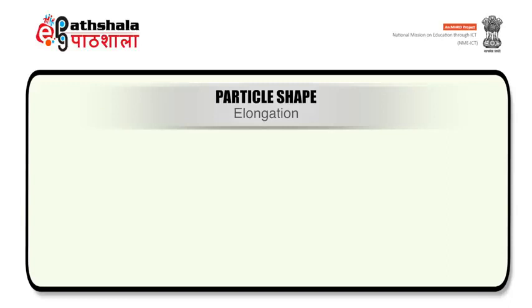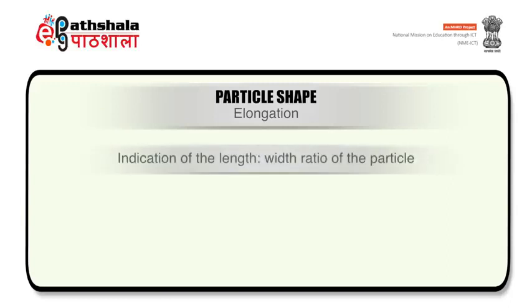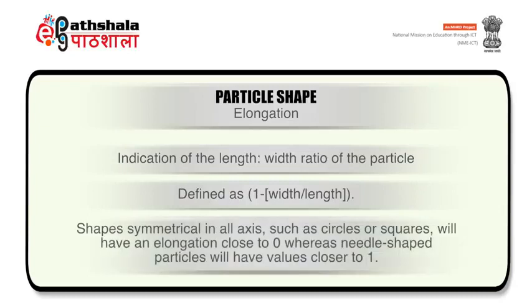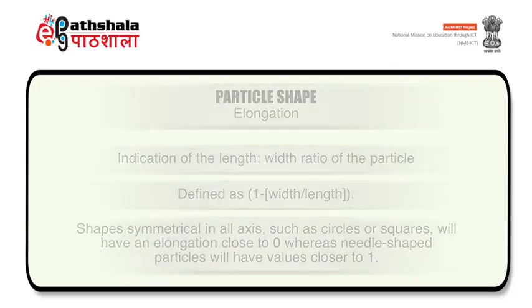The next factor is elongation. Elongation provides an indication of the length to width ratio of the particle and is defined as 1 minus width upon length. Shapes symmetrical in all axes such as circles or squares will have an elongation close to 0, whereas needle shaped particles will have a value closer to 1.